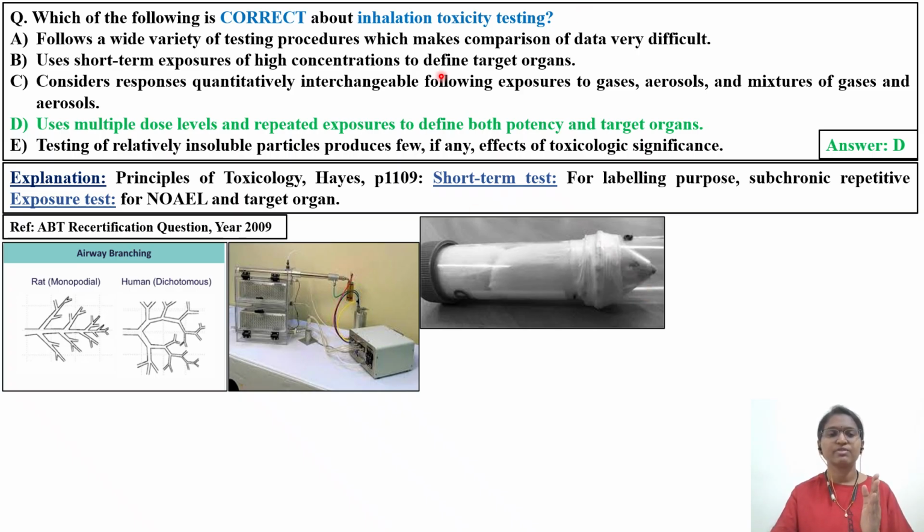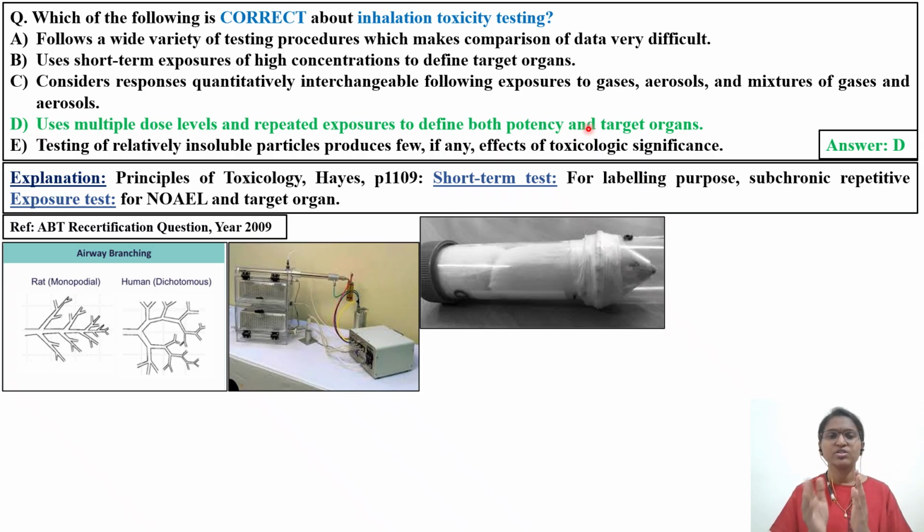Question number 3 is also taken from the ABT recertification question paper, year 2009. Which of the following is correct about inhalation toxicity testing? We need to identify, out of all the options, which is applicable to inhalation toxicity. The right answer is in the green text: it uses multiple dose levels, that is control, low dose, mid dose and high dose. This is applicable to the typical 28-day or 90-day repeat dose inhalation toxicology, with repeated exposure to define both potency as well as target organ. Generally, from these repeat dose toxicology studies only, you identify target organs.